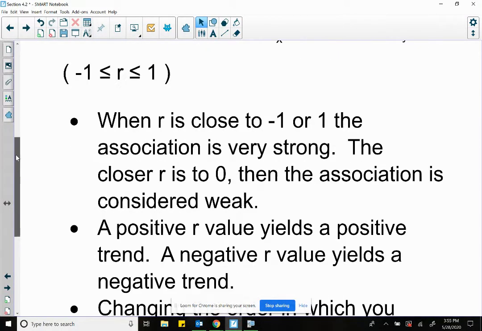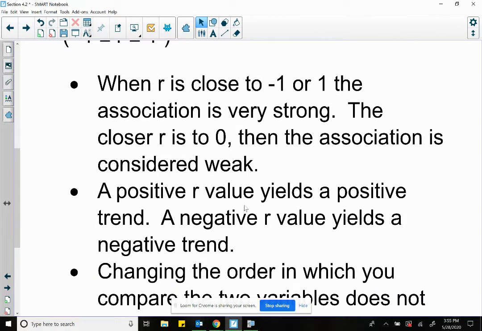A couple other things, just so you know. A positive R value yields a positive trend. It should look like a positive slope. Please know that R is not slope, but the sign of R tells you what kind of slope you should have. If the R value is positive, then you should be looking at a positive slope, and we'll talk more about slope in 4.3. If your R value is negative, then it should look like a negative trend. It should have a negative slope to it.